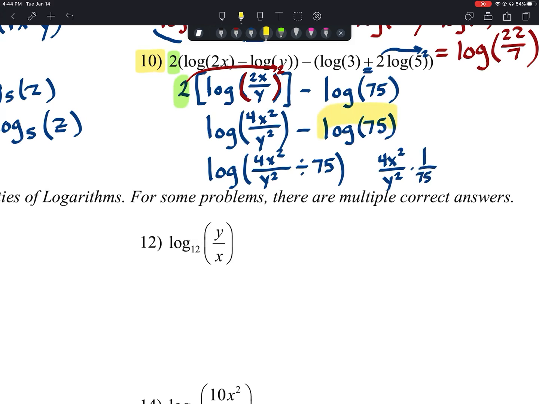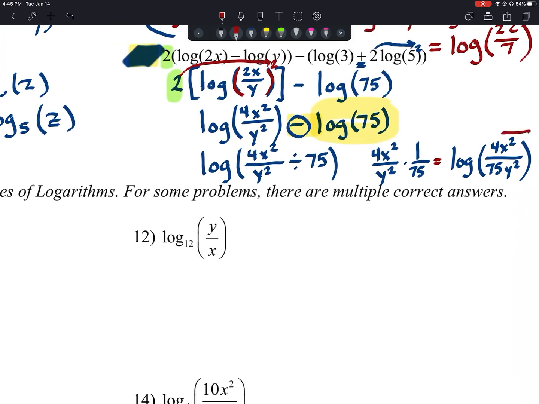This part of it here, our 75, is going to end up going to the denominator, because we have this minus on the log. So when we put it all together, our answer ends up being the log of 4x squared over 75y squared. And again, that's because we're subtracting that log, so it ends up being down in the denominator. So our answer for this problem ends up being the log of 4x squared over 75y squared. If you have questions about that, bring it to class and we will talk about it.